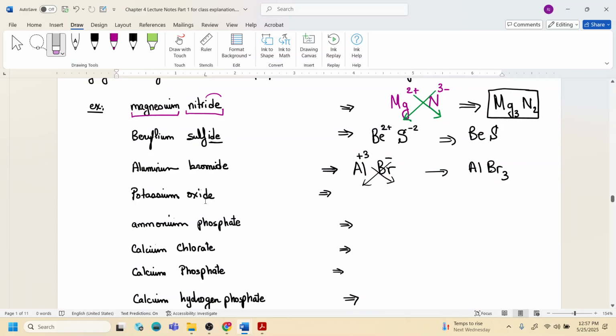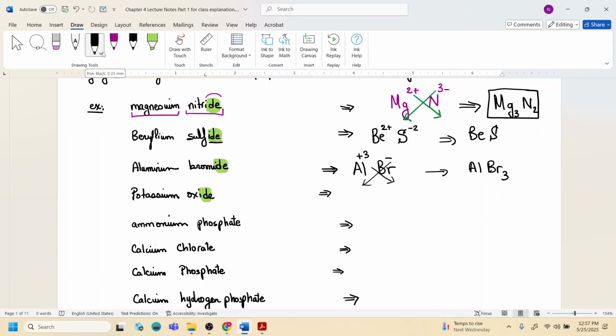Potassium oxide. Again, oxide is oxygen. It's just an oxygen because it ends in IDE. So every non-metal part that ends in IDE means that it is just one type of atom.